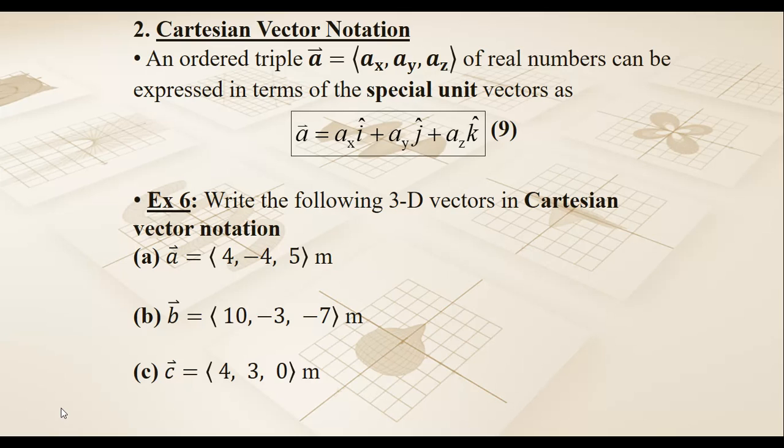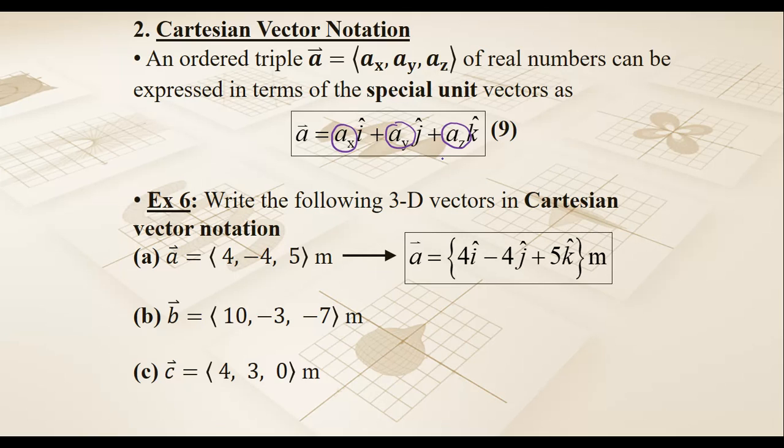So all we have to do is replace the values of ax, ay, and az, and then we just leave the unit vectors alone. We leave the special unit vectors as i, j, and k. Therefore, the first one would be, now one difference is that we put it in Cartesian vector notation instead of using these brackets that are a bit more like solid lines. We use a kind of curly bracket. So this vector can be written in Cartesian vector notation as 4i minus 4j plus 4k.